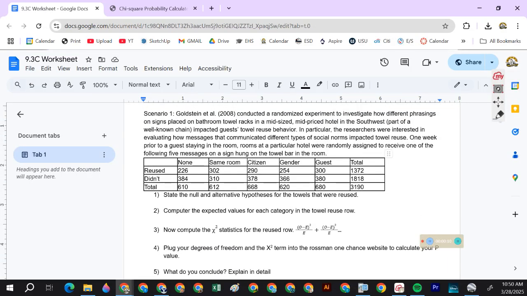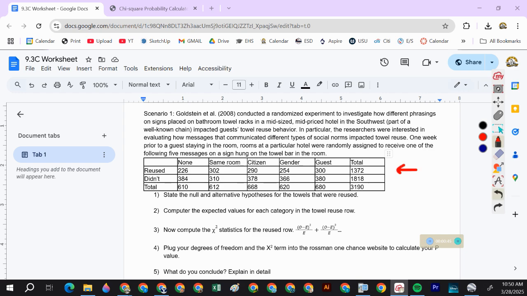So here we have a study done in hotel rooms, and they placed signs in the room, and they tried to get people to reuse their towels and to save on washing machine costs and water. And these are the results. So we want to know, was there an effect on whether or not the towels were reused? So we're just going to focus on reused.